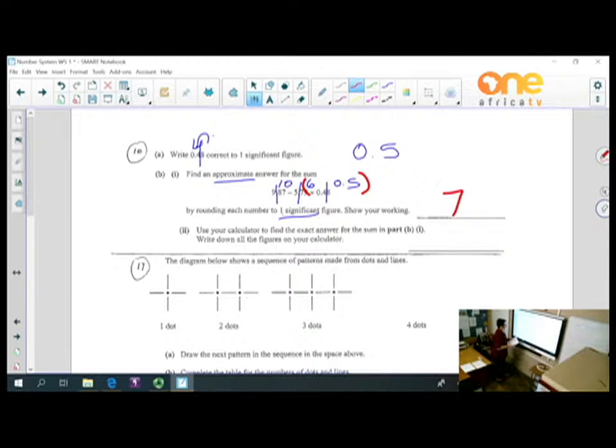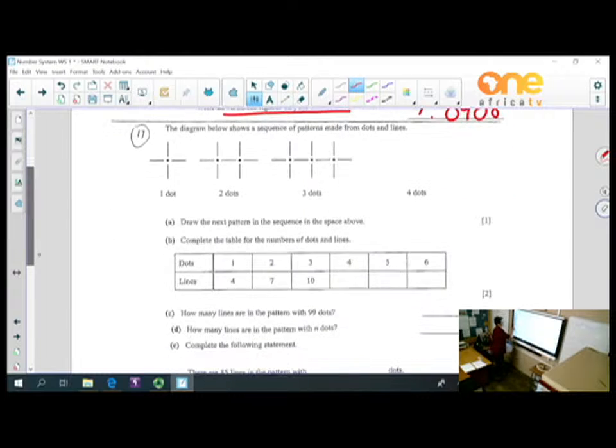And then calculate the exact value. So now on our calculators, we press 9.87 minus, and I'll use brackets there, 5.79 times 0.48 close bracket is equal to, and the answer is 7.0908. Full calculator display. Can you see? I have to write down everything there.